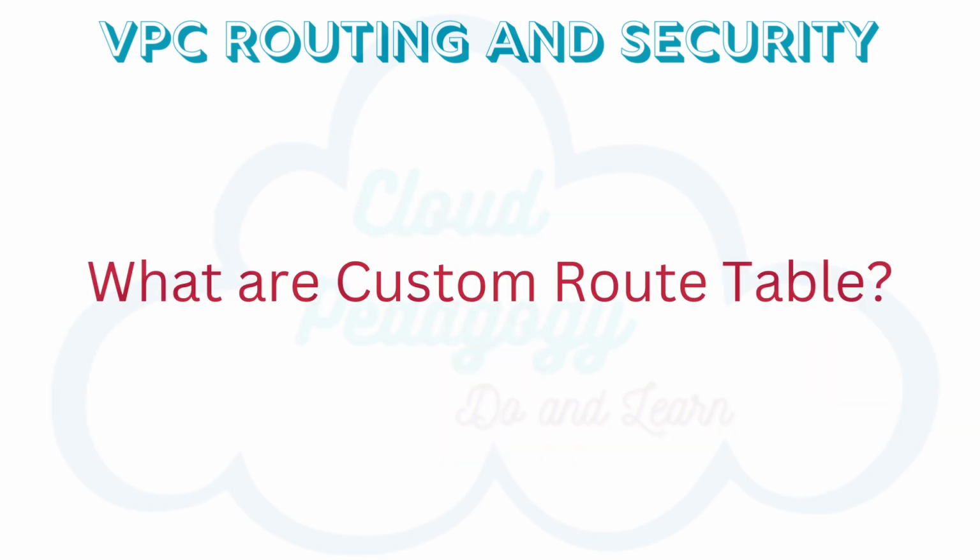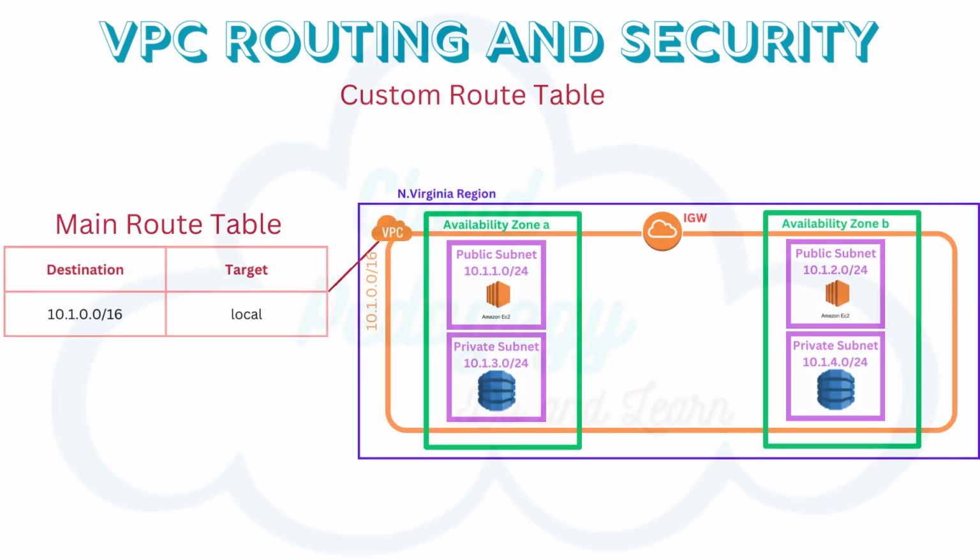Next, we have the custom route table. While the main route table controls the routing for your VPC, you may want to be more granular about how you route your traffic for specific subnets. For example, your application may consist of a front-end and a database. You can create separate subnets for these resources and provide different routes for each of them.